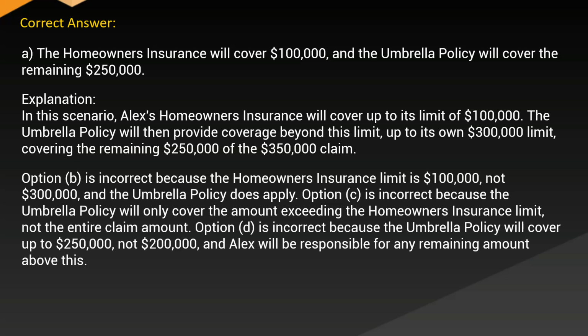Correct answer A. The homeowner's insurance will cover $100,000 and the umbrella policy will cover the remaining $250,000. Explanation: in this scenario, Alex's homeowner's insurance will cover up to its limit of $100,000. The umbrella policy will then provide coverage beyond this limit up to its own $300,000 limit, covering the remaining $250,000 of the $350,000 claim. Option B is incorrect because the homeowner's insurance limit is $100,000, not $300,000, and the umbrella policy does apply. Option C is incorrect because the umbrella policy will only cover the amount exceeding the homeowner's insurance limit, not the entire claim amount.